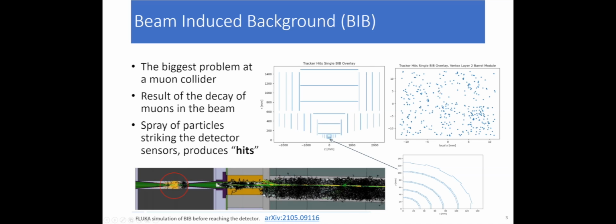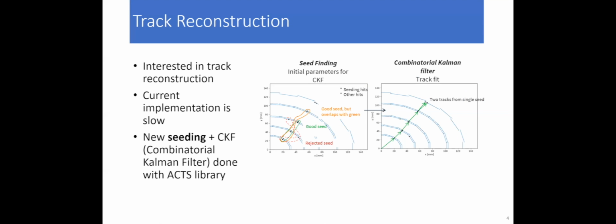You can see in this top right graph, this is a 10 millimeters by 10 millimeters piece of the sensor. Each one of these dots is a hit from the beam-induced background, places where the decay products have hit the sensor. And you can see they're everywhere. This really is a big problem because it makes our data very noisy. So my focus was on track reconstruction as a way of mitigating that effect of beam-induced background.